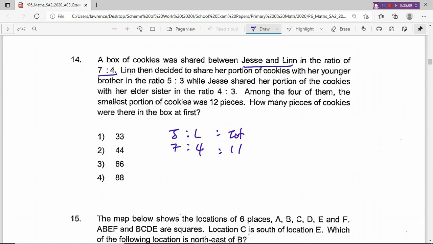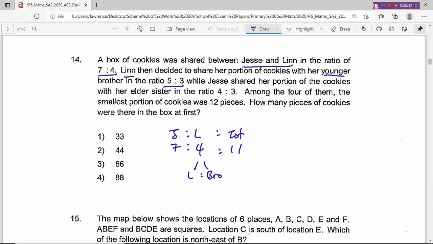So you may or may not want to put the total. It's up to you. Now, Lynn then decided to share the portion of cookies with her younger brother in the ratio 5:3. So you can do some branching. Okay, some simple branching. And so you have Lynn and the brother, right?